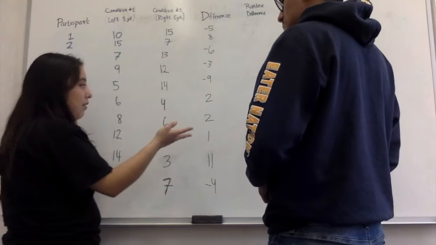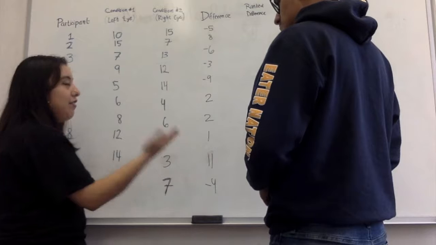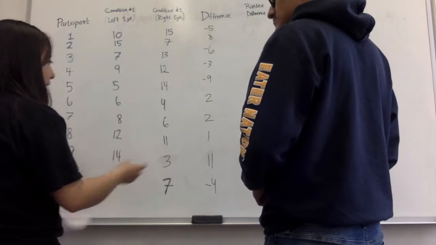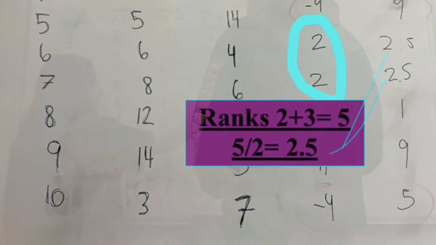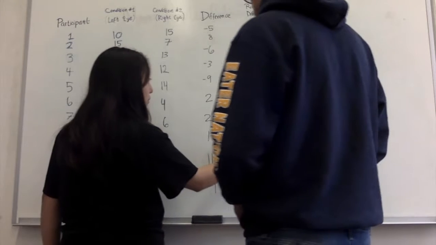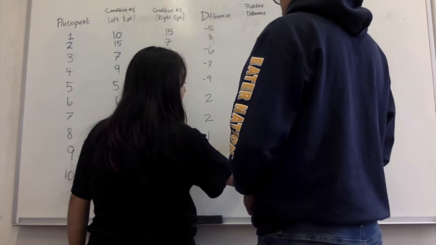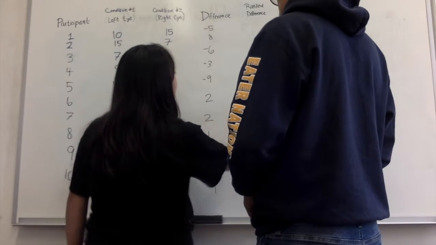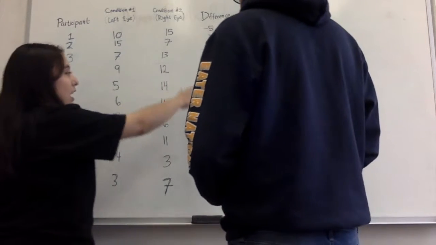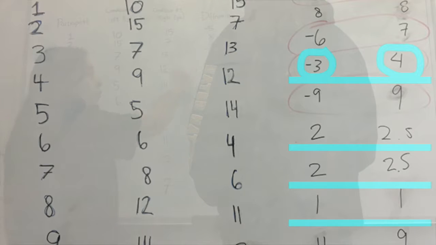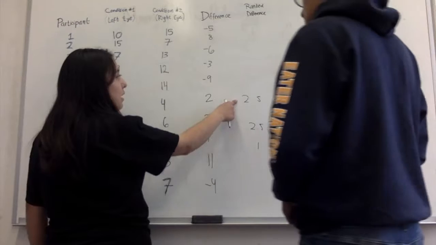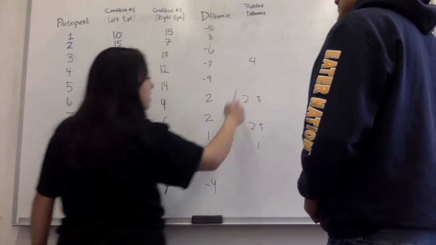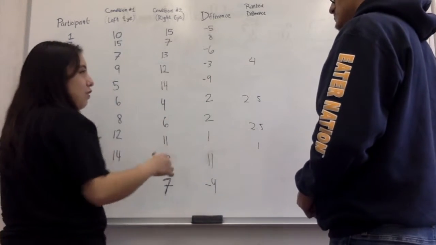But we can't give them that rank, so we add 2 and 3 and get 5. We divide it by 2, and we get 2.5. So for these two, the rank is 2.5, 2.5. So we get 1, 2.5, 2.5. The next number closest is negative 3. Well, 3, because we ignore the negatives. Since we've already used 1, 2, and 3, this is going to be 4. We can't use this as rank number 3, and so on and so forth.